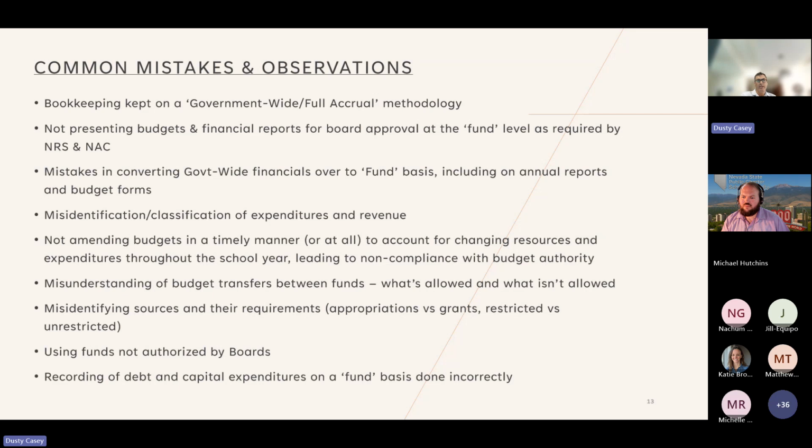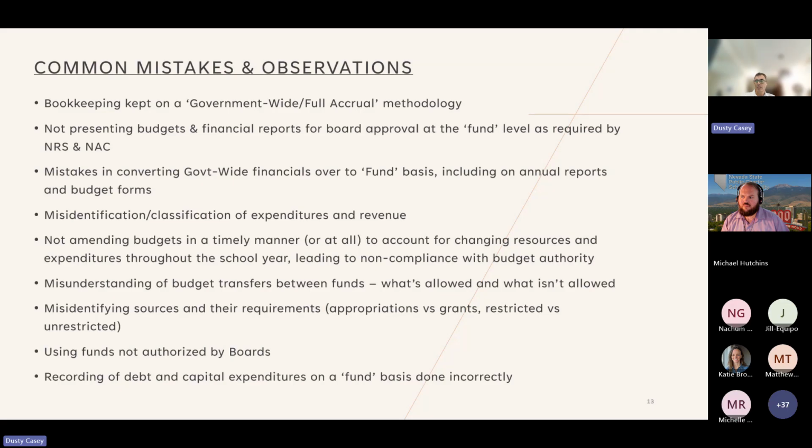But obviously the bookkeeping thing, government-wide, which is full accrual methodology, fund accounting is really modified accrual, right? Short-term measurement of resources, et cetera. A lot of this I've already talked about, not presenting budgets and financial reports to the board at the fund level as required by NRS and NAC. Mistakes in converting your government-wide books to a fund basis, making sure the resources are going to the proper funds, and the application of those resources, coding those properly, understanding where they should go, and then reporting that to your board.